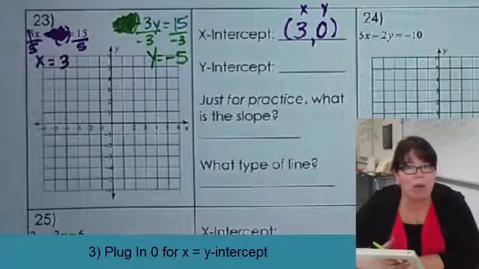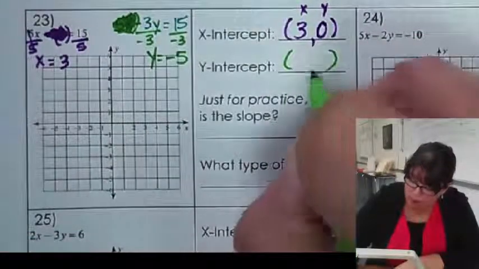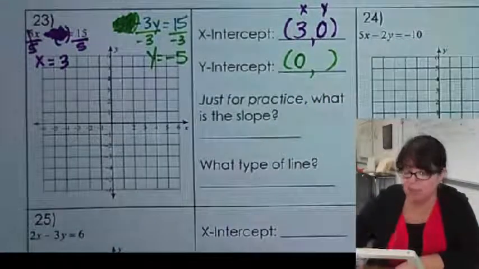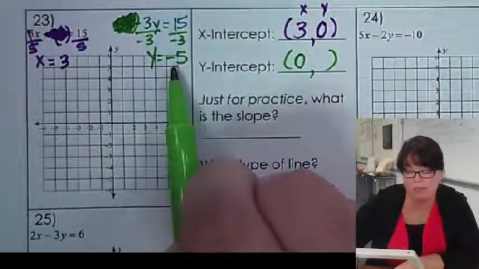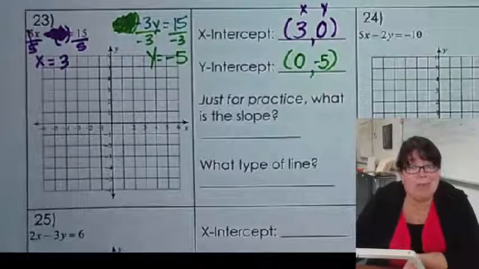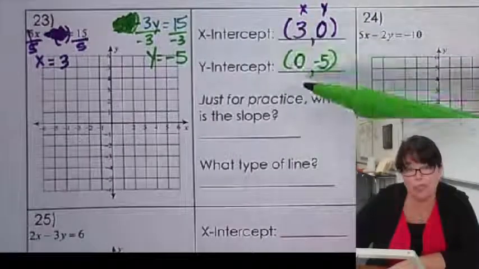So what does that mean for my y-intercept then? Well, that means at the coordinate point where x equals 0, because I plugged in 0 for x, if x equals 0, y equals -5. And that's how easy it is. There's my 2 intercepts. I have an x-intercept and a y-intercept.